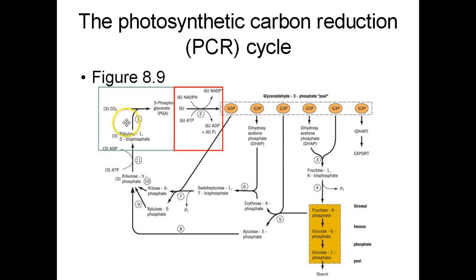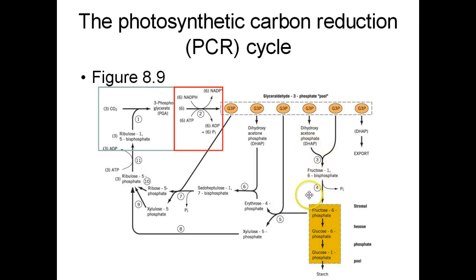So this first reaction, the carboxylation reaction, is just a CO2 being added. Okay? Then the second part, which is in this red box, is where most of the products from the light reaction are used. Then the remainder of this is used to regenerate the starting material. So all these reactions are used to regenerate the starting material.